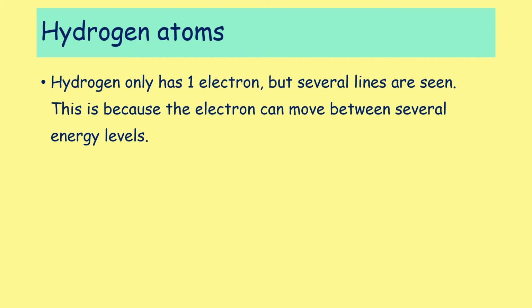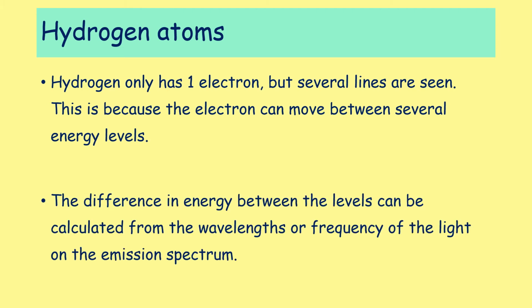So we're going to look specifically at hydrogen. Hydrogen only has one electron, but we see several lines. We don't just see one line for this one electron, which might seem strange. And the reason for that is because the electron can move between several energy levels. And so every time it makes a transition, you get a different line.